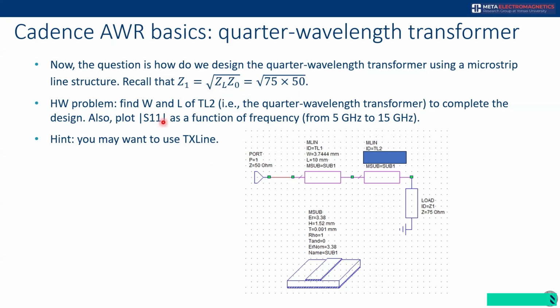Homework problem, find the width and length of the transmission line section, which is the quarter wavelength transformer, to complete the design. So we should insert a microstrip line structure between the transmission line structure here and the load with a certain electrical properties, and plot the magnitude of S11 as a function of frequency from 5 gigahertz to 15 gigahertz.